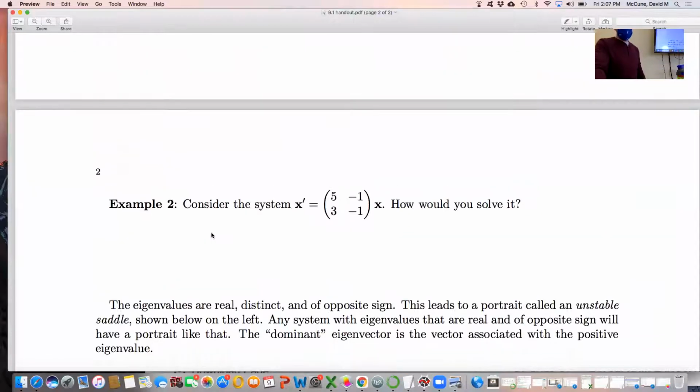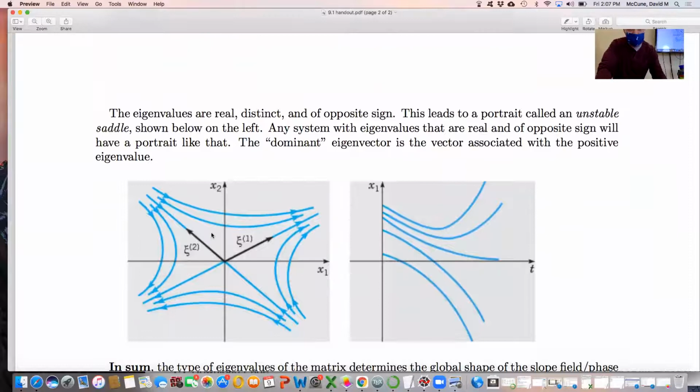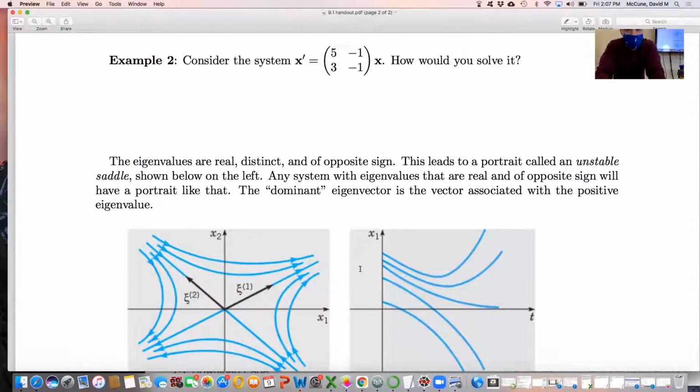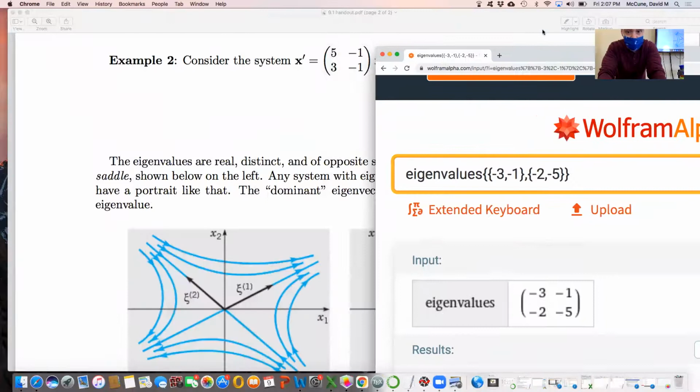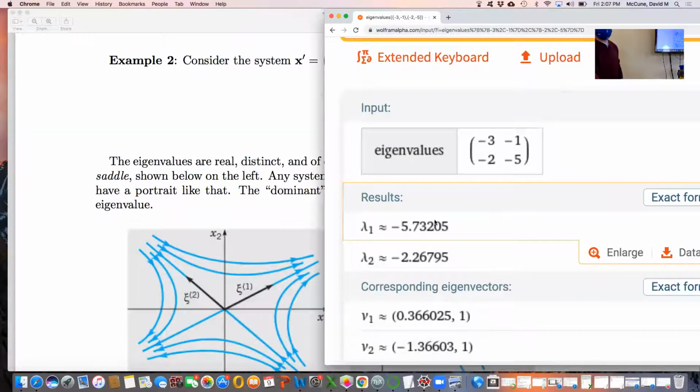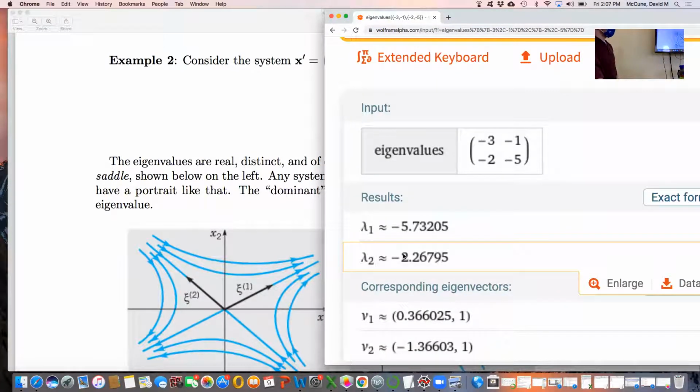Okay, so now let's look at one more example before processing the chart at the end. So 5, -1, 3, -1. So like before, we get the eigenvalues and eigenvectors. I want to compare and contrast them to the last one. So take a picture of this in your mind. The last example, we had 2 real different negative eigenvalues. They were real, different, and negative. Somebody be in charge of remembering all that.